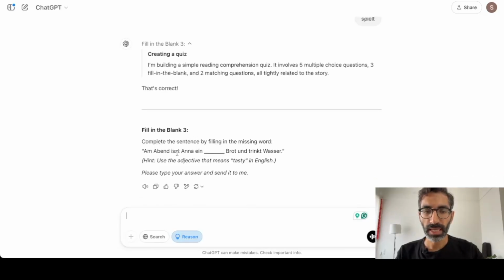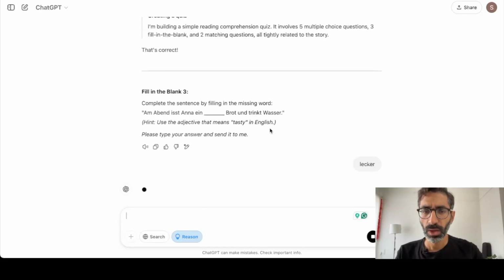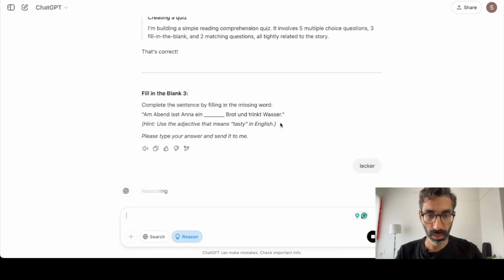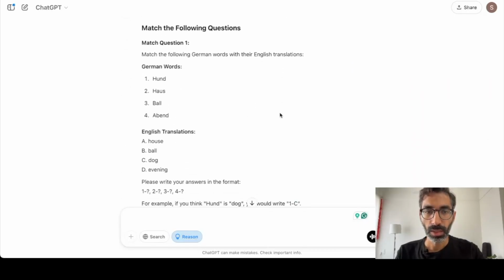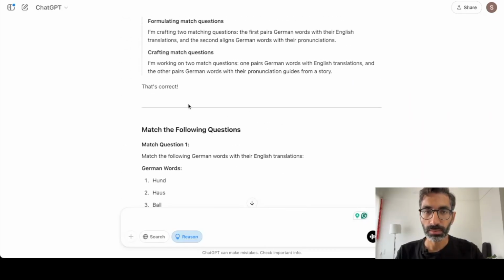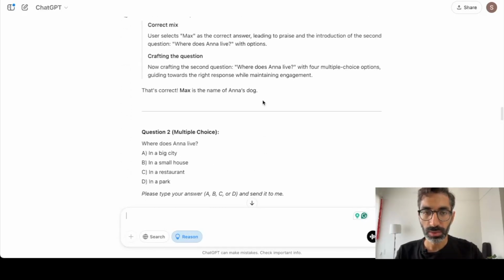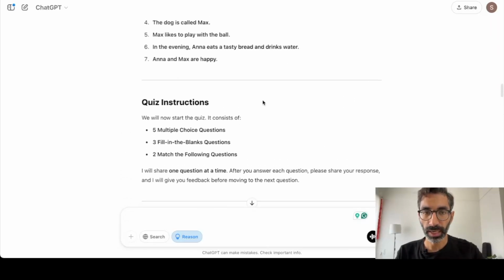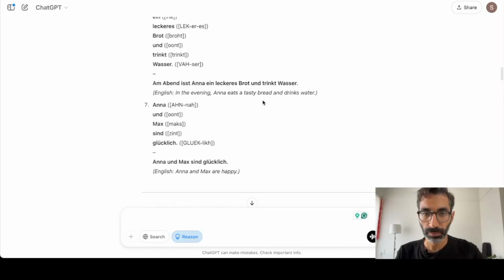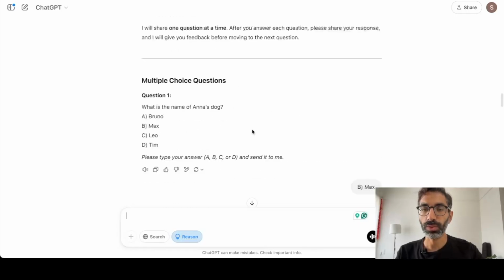Am Abend ist Anna ein dash Brot und trinkt Wasser. Use the adjective that means tasty in English. Now, I think tasty is lecker. Let's see if this is correct. Or let's see if I've made any mistake this time. It would be good to see. Okay, the word is correct, absolutely correct. And you can again go back to the story and see if you use the correct word. Leckeres Brot und trinkt Wasser.